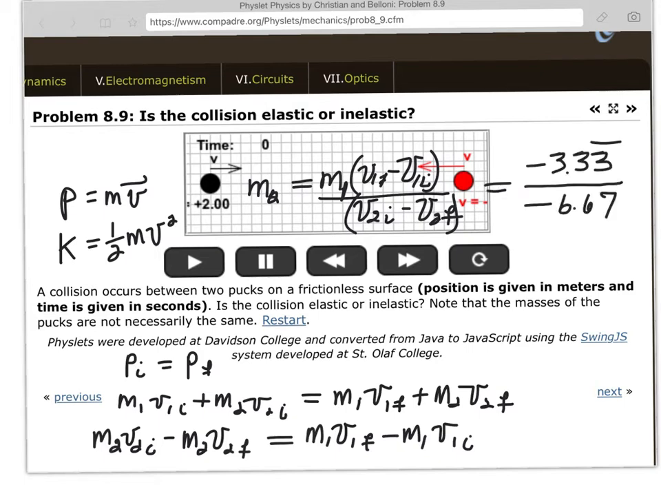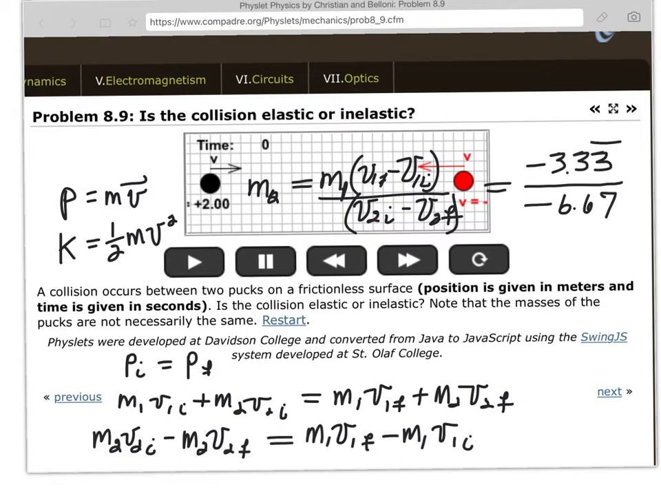Okay, since you're here, I'll help you out. This number is negative and this is positive, so that's all negative, so the numerator is a negative 3.33 repeating, and this is a negative number because it's going left, and this is a positive number, so those two are negative.